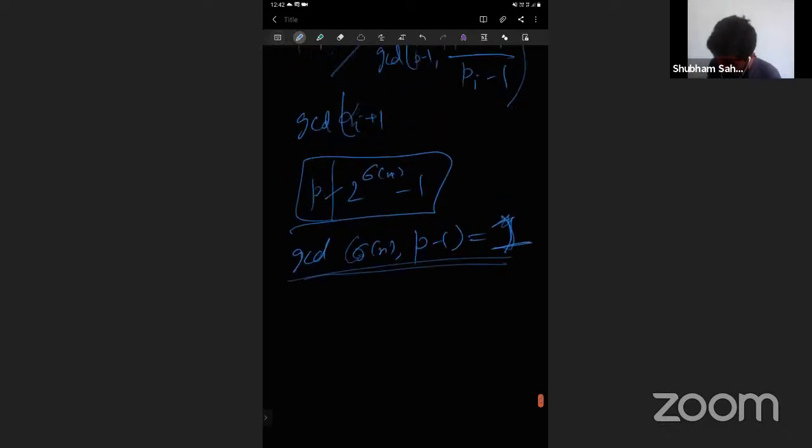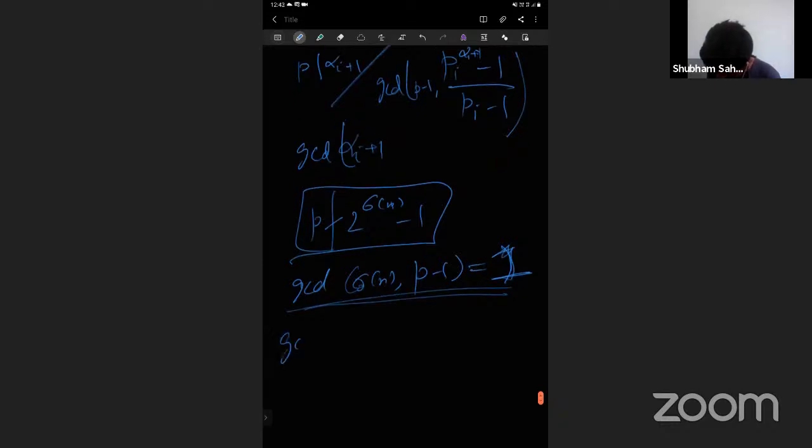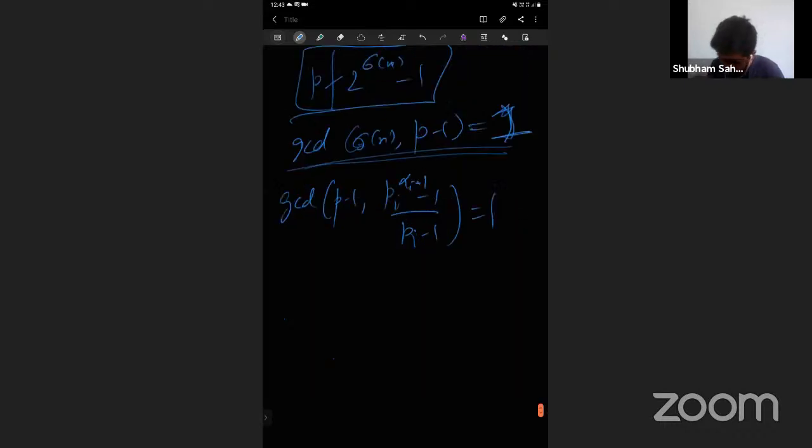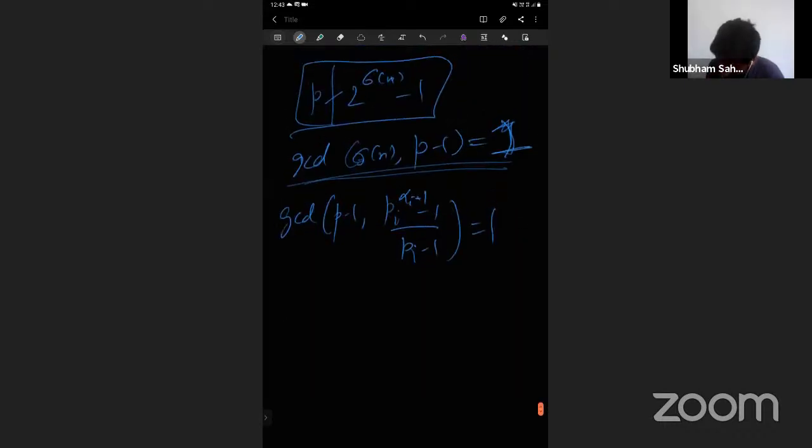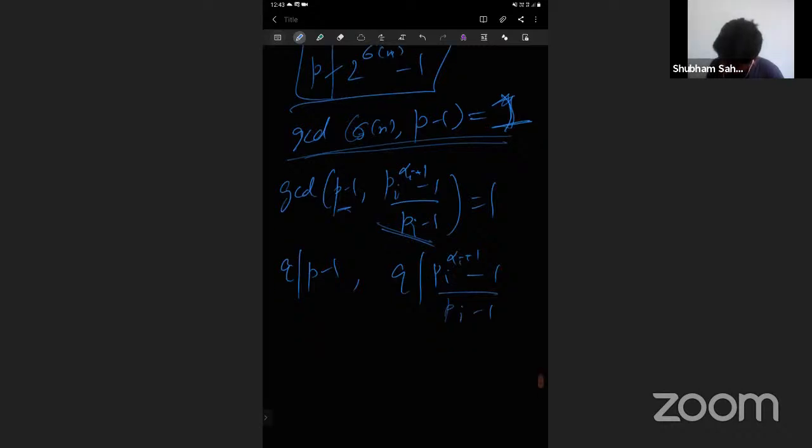Now the thing is, you need to check that GCD of p minus 1 and (pi power alpha i plus 1 minus 1) over (pi minus 1) is equal to 1 for all i, right? Because sigma n is just the product of these. So now p minus 1 you have here. Suppose there is some common prime that divides both. So suppose q divides p minus 1 and q divides (pi power alpha i plus 1 minus 1) over (pi minus 1).